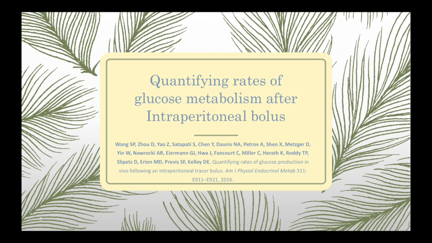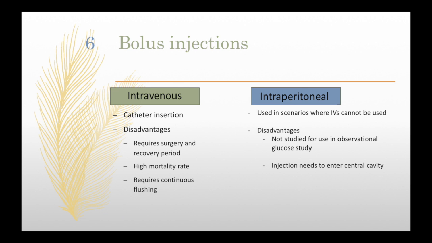The paper that we're going to be talking about today is titled Quantifying Rates of Glucose Metabolism After Intraperitoneal Bolus by Wang et al. In order to understand the purpose of this study, we first need to look at the method that's currently used today, the intravenous bolus injection.